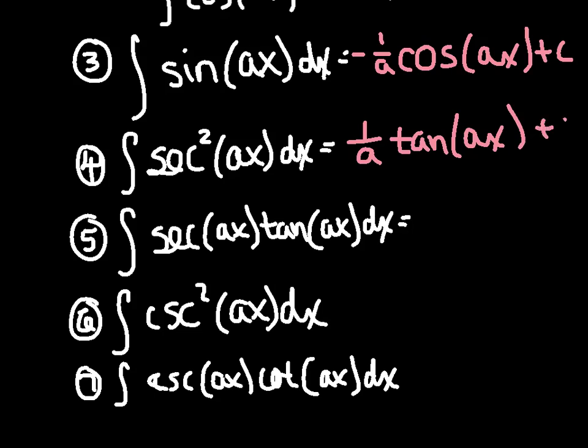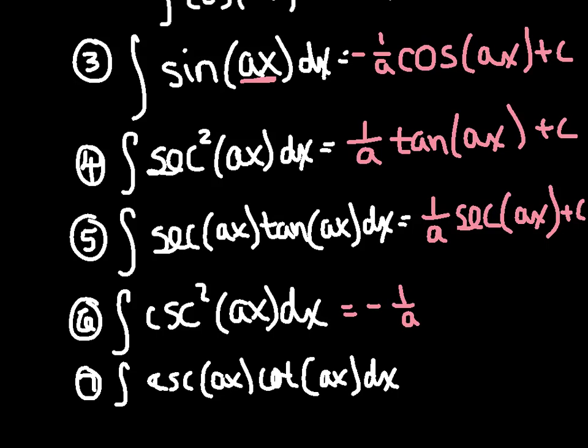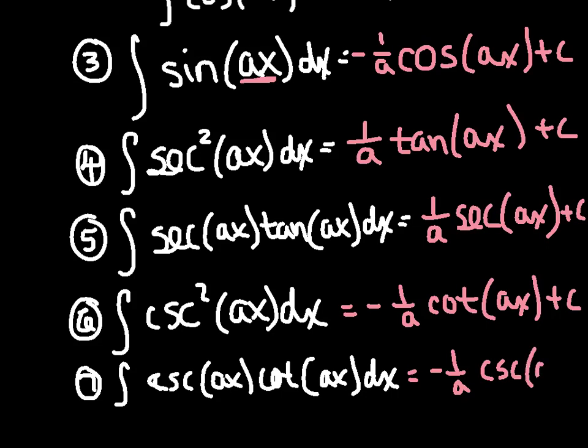So basically what we're doing is we're hitting a little miniature u sub on all of these. On all of these we're letting u equal the ax, and we know that we're going to end up with a coefficient of 1 over a by the time we're done. Number 5 here, I've got 1 over a secant of ax. Okay, I got to watch my signs here on these last 2. The antiderivative of cosecant squared is -1 over a cotangent of ax plus c. These last 2 are very rare, and the last one is -1 over a cosecant of ax. We have seen these show up on the last couple of Regents exams, and we just want to be ready in case we see them again.